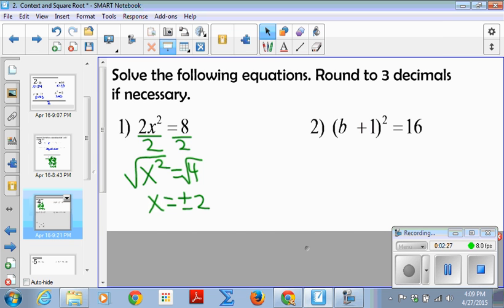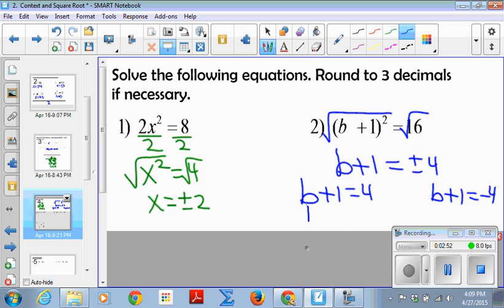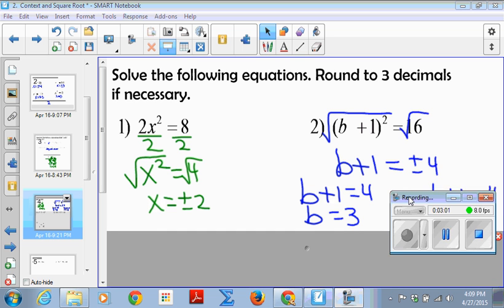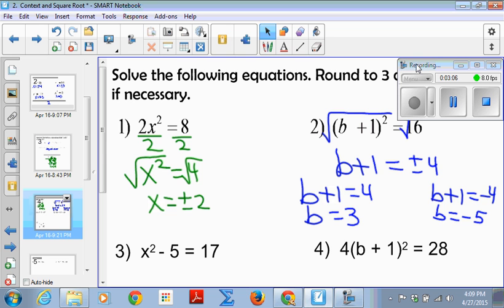Now we've got b plus 1, that quantity squared, equals 16. Well, let's go ahead and just square root each side right from the get-go. So b plus 1 is what's left on the left side, and over here we've got positive or negative 4. So I'm going to go ahead and write it as 2 separate equations. We got b plus 1 equals positive 4, and b plus 1 equals negative 4. And we should be able to see pretty quickly that here b equals 3, and then here b equals negative 5. So all these worked out to be nice and easy whole numbers, or integers, no decimals or fractions. However, that won't always be the case.